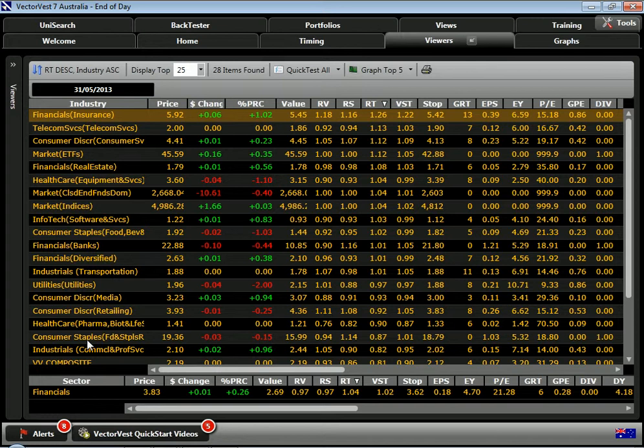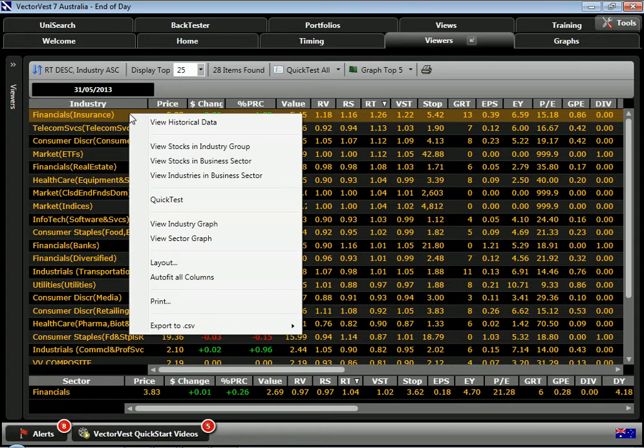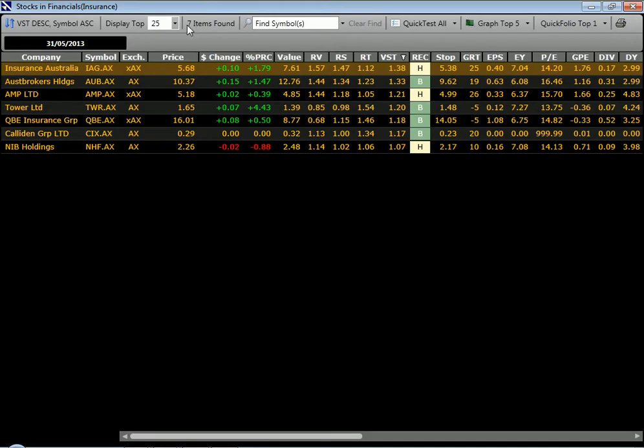To demonstrate the strength of this approach, let's start with our top RT industry, financials insurance. I'm going to right click on the industry and view the stocks in the industry group. Notice there are 7 stocks in this industry group. Again, I've got a list of stocks, so our default sort is by VST. But notice how many sell recommendations there aren't. There are no sell recommended stocks. All the stocks in this group are still in uptrends, even though the market's in correction, and Tower Limited and QBE have some shaky fundamentals.